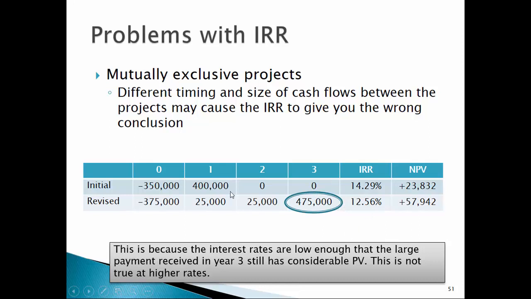And the whole point of this example is just to say that if you're trying to choose between two projects, make the decision based on their net present value, not the internal rate of return.